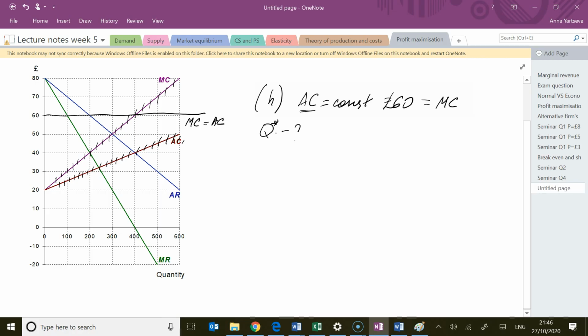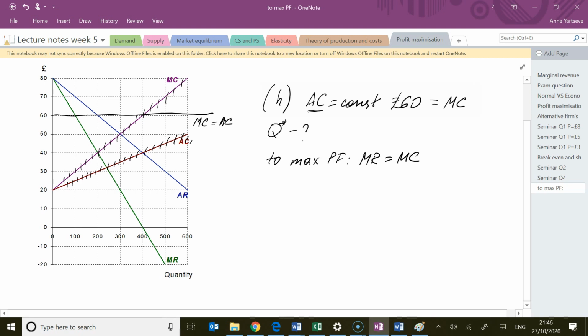As before, we select the level of output which will allow us to maximize profit. This is our first step all the time. To maximize profit, we find the point where marginal revenue equals marginal cost. Where is our new marginal revenue? It's the same as before. It's shown by the green line. Where is our marginal cost? It's shown by a new black line now. Where do they cross? They cross at this particular point. In other words, this point allows us to determine the new output level, which is going to be equal to 100 units. In this particular scenario, when average cost is equal to marginal cost is equal to £60, our optimal production level will be equal to 100 units.